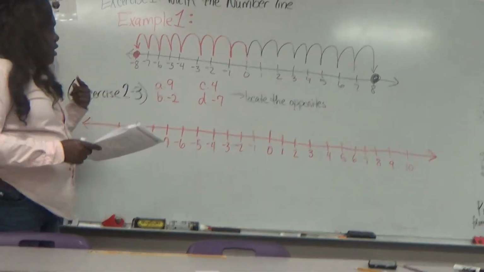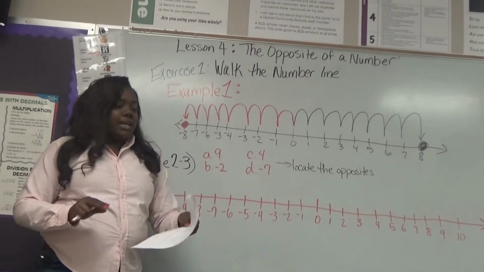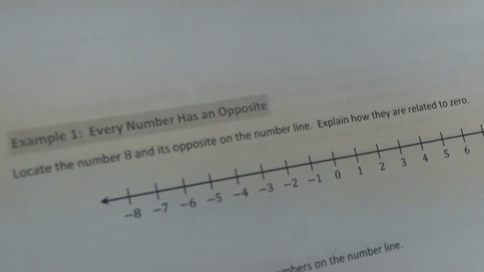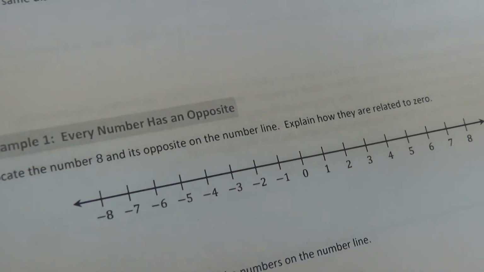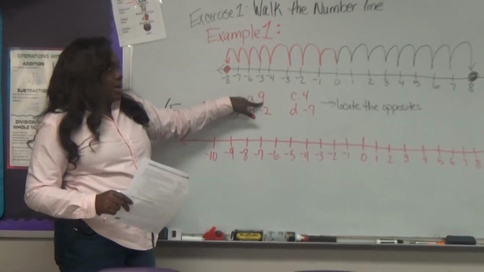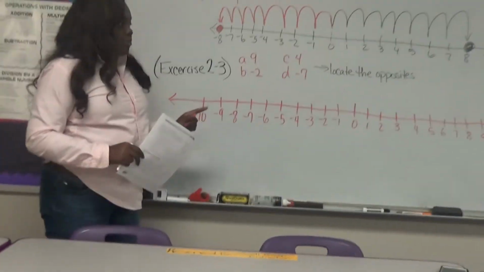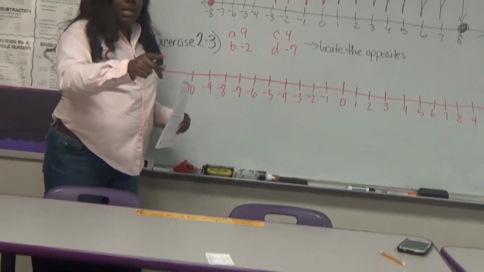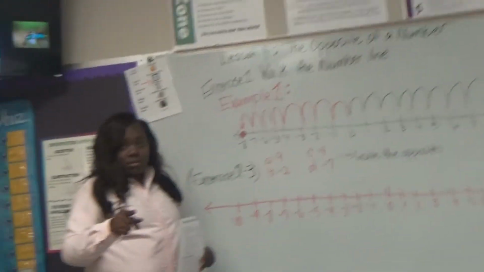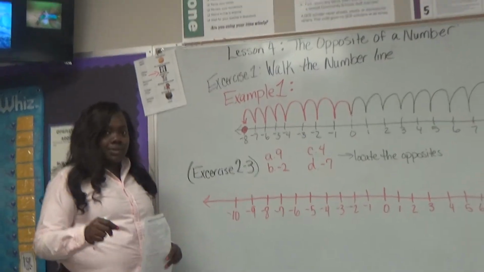So that moves us into our exercise number 2. Exercise 2 on your paper says locate and label the opposites of the number on the number line. So in A, we start with the number 9. So I need to put the opposite of 9 on the number line. At what point should we start? At the 0.